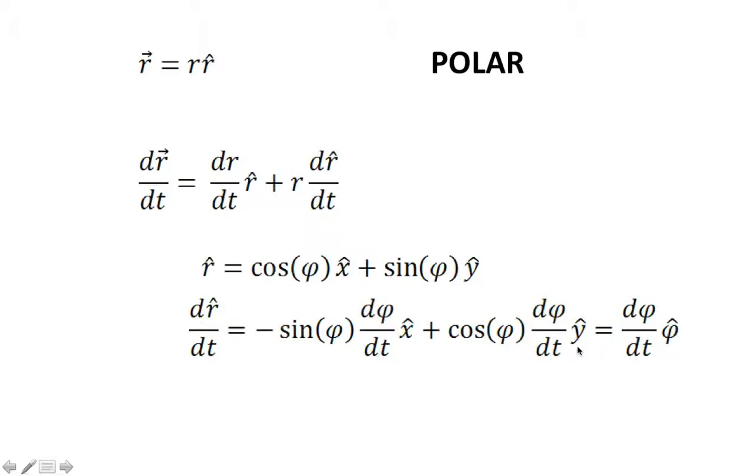But if we look at this, negative sine phi x hat plus cosine phi y hat is really just phi hat. So the derivative of r hat with respect to t is just d phi dt phi hat. We can go ahead and plug that back in, and we get dr dt r hat plus r times d phi dt phi hat. Hey, this is exactly what we got for the velocity in the introduction.